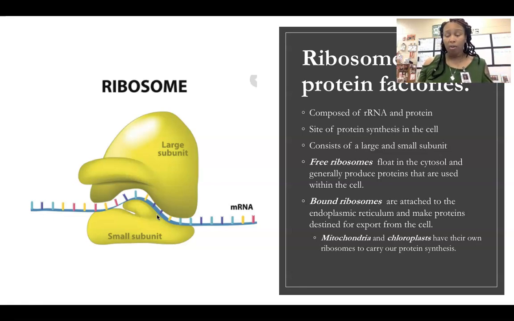They can be found attached to the endoplasmic reticulum, which makes the ER rough. And typically the proteins made there are going to be exported out of the cell. Or they can be found inside of your mitochondria and chloroplast, where they're going to make the proteins needed for mitochondria and chloroplast. And the ribosomes found inside of mitochondria and chloroplast are also a different size than the ribosomes that you find in the cytoplasm or attached to the ER.